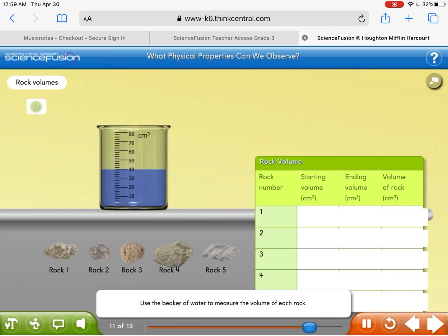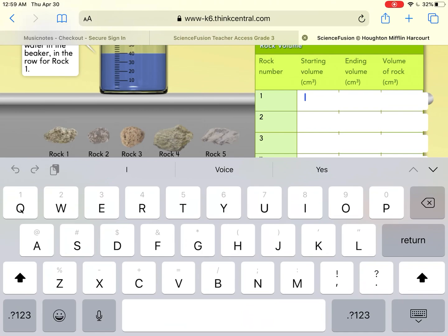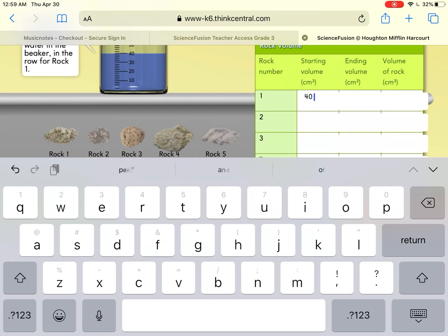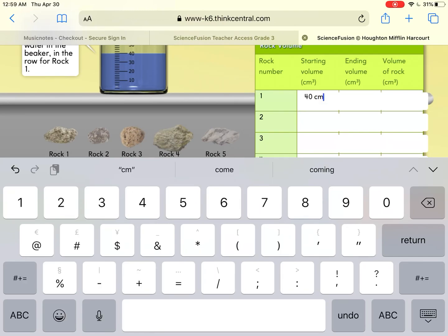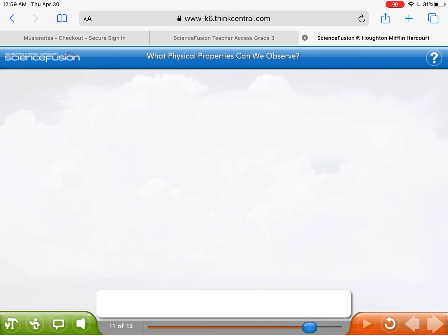Use the beaker of water to measure the volume of each rock. Let's start with rock 1. Record the starting volume of water in the beaker in the row for rock 1. Okay, so the water is right at 40 centimeters cubed, or cubic centimeters. You can say it either way. I can't make the little 3 on here, so I'm going to put a big 3, but 40 centimeters cubed, or cubic centimeters. All right.